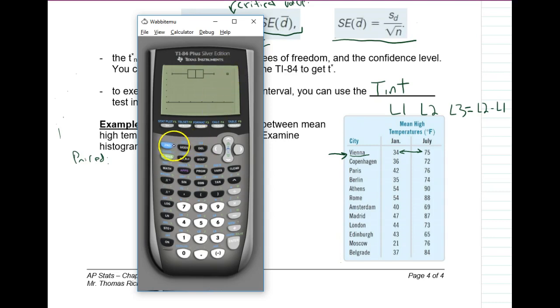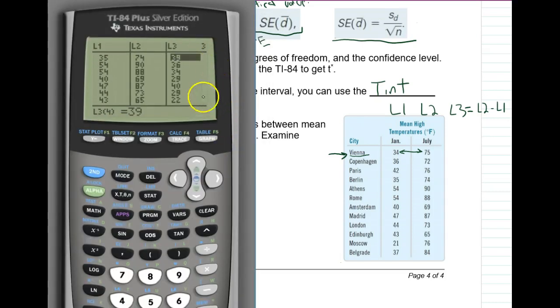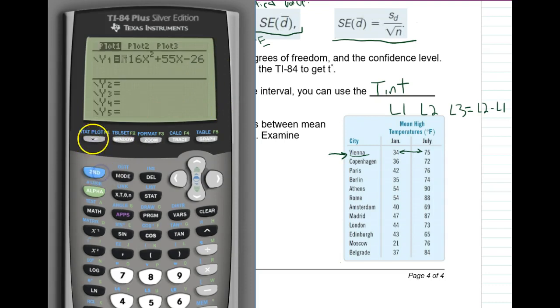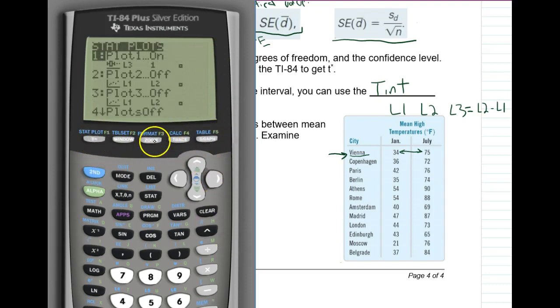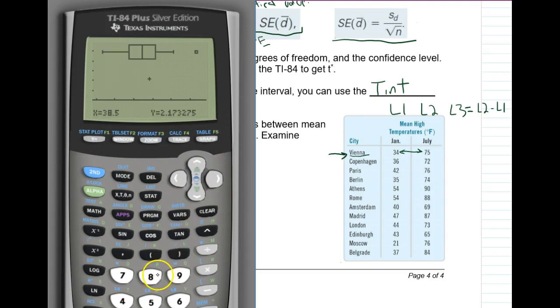If we go back and look at the data, does it look like there is an outlier here? Perhaps the 55 difference is an outlier, or maybe the 22, but let's go back. Second function stat plot. We'll do zoom. And there it is. But I'm going to proceed.